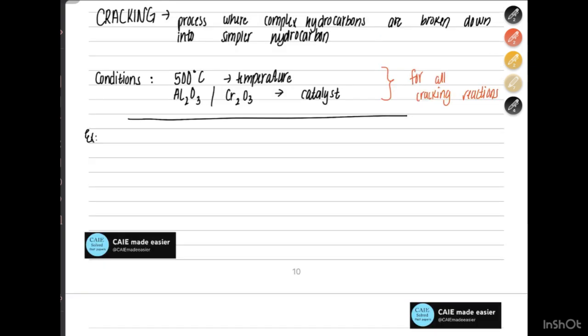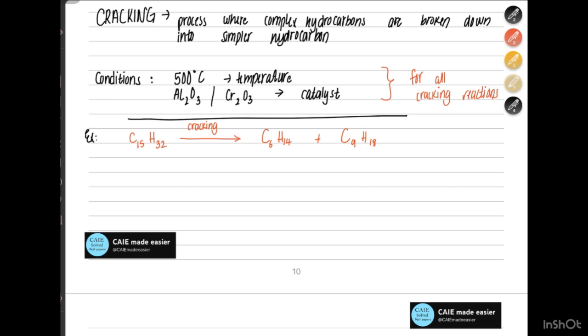Let's say we have C15H32. This undergoes cracking. That means the right conditions are met: the temperature is 500 and one of the above catalysts is present. What do we get? We get two molecules that have a smaller number of carbons. We can say C6H14, and how many carbons are left? 9 are left to complete 15. C9H18. Actually, you can give any number of carbons.